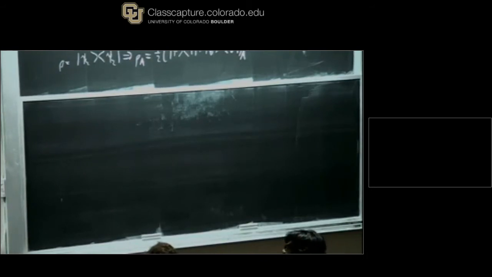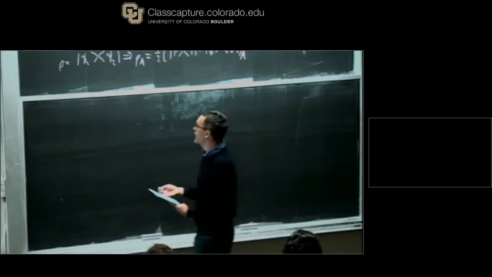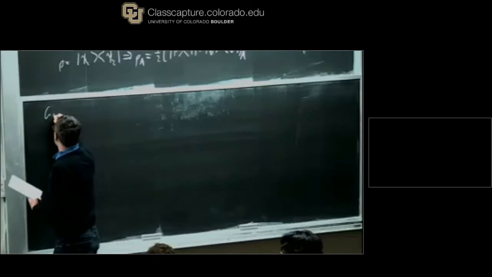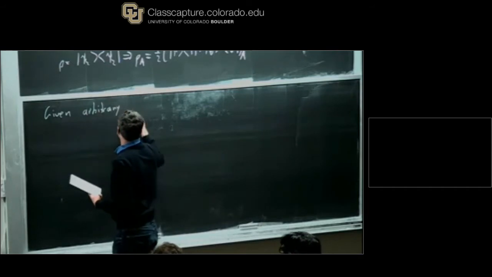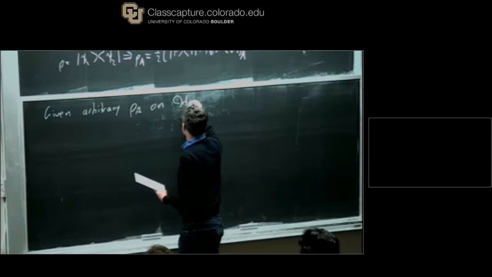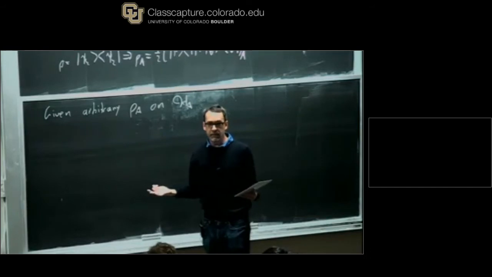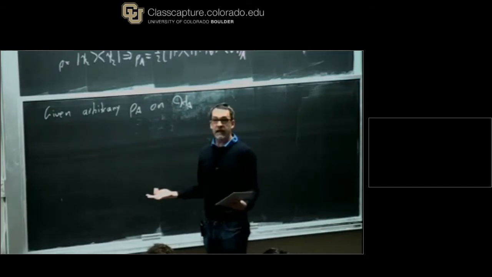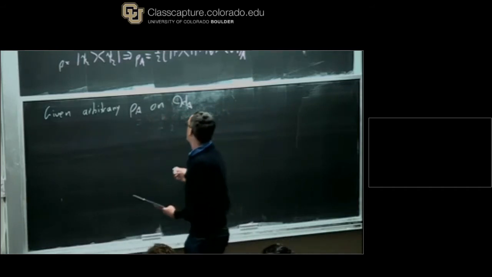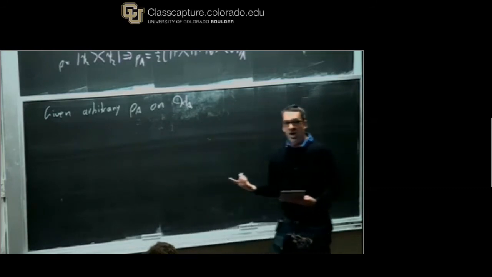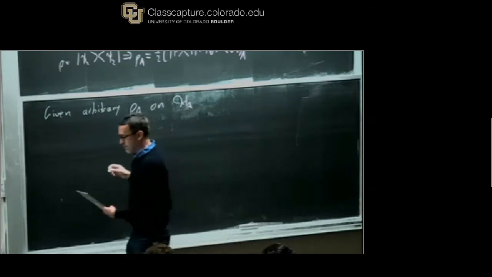Okay, so we got entropy out of entanglement, and now we're going to go the other way. Given an arbitrary rho A on HA, I'm not assuming that rho A comes from any particular rho AB or any particular psi AB. I just told you rho A. I didn't tell you anything about what's going on in B.